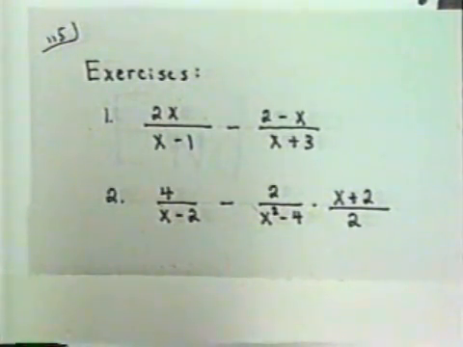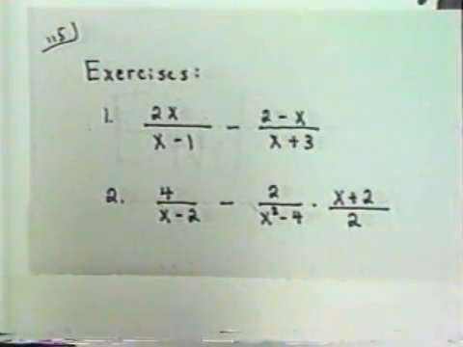Now it's time for you to check your understanding again. I want you to perform the subtraction problem, and then I want you to do the combination in number 2. So the first one, a subtraction problem. 2x divided by x minus 1, subtract 2 minus x divided by x plus 3. And what you need to remember is that to subtract, you add the opposite of the fraction being subtracted. So your first step would be to change the subtraction into an addition problem by adding the opposite of 2 minus x over x plus 3.